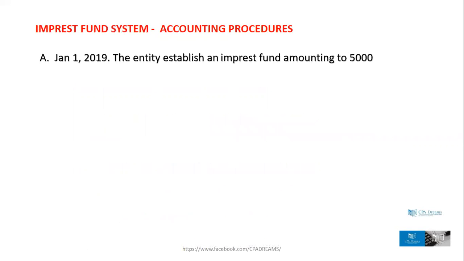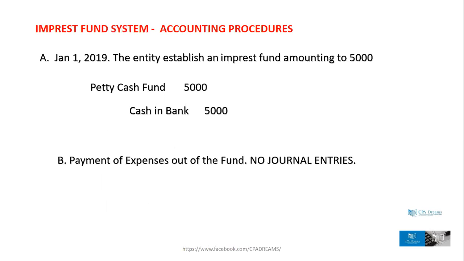So I want to give you an example. For example, January 1, 2019, the entity established an Imprest fund system amounting to 5,000. So ang entry mo, petty cash fund debit, 5,000. Credit, cash in bank, 5,000. So you receive the petty cash fund of 5,000. Then next, you made some payment of expenses out of the fund. Like what I have said, there will be no journal entry. The petty cash generally requires a signed petty cash voucher for payments and simply prepares a memorandum entry in the petty cash journal.